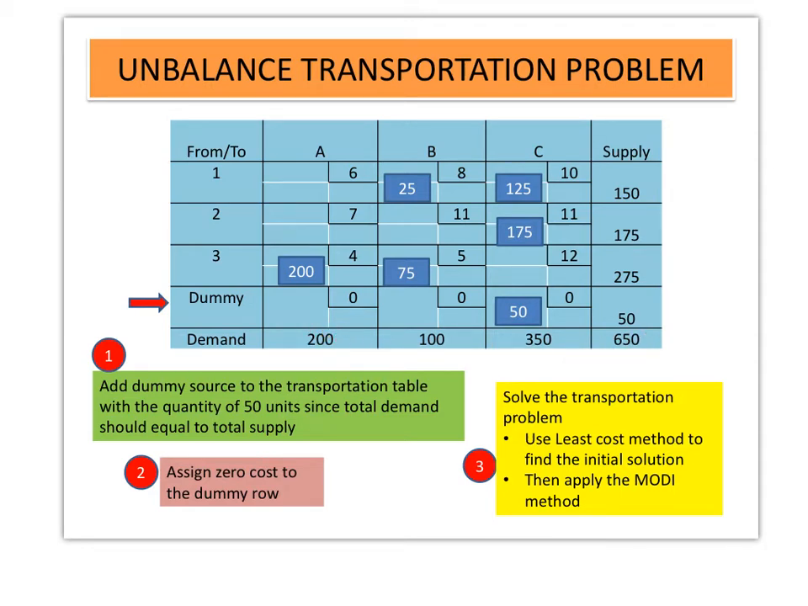And then the cost for each dummy column or dummy row is 0. Dummy here means a fake factory. We don't have the factory, so we just call it a dummy, and dummy is supposed to produce 50 units.